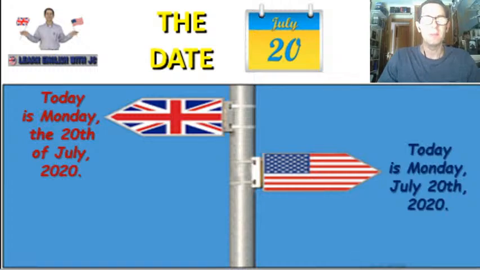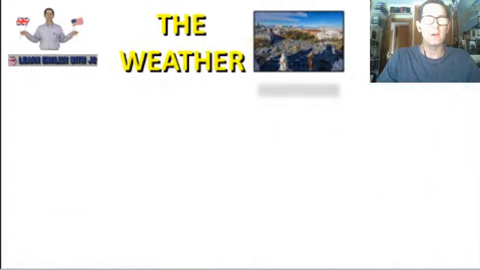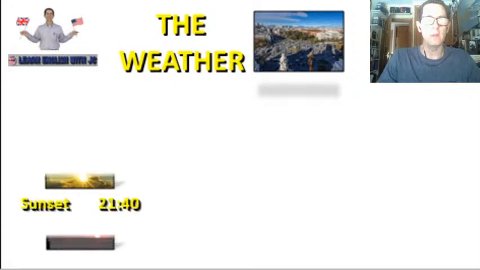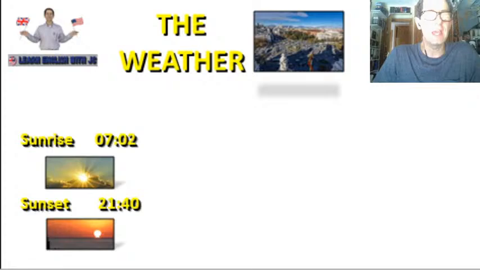I'm so happy. Bien. The weather, el tiempo. The weather. All right. The sunrise today in Madrid was at 7:02. The sunrise, acordaos que es la salida del sol, el amanecer, sunrise, amanecer. And the sunset today in Madrid will be today at 9:40. Okay, 9:40. Sunrise, amanecer, sunset, atardecer.